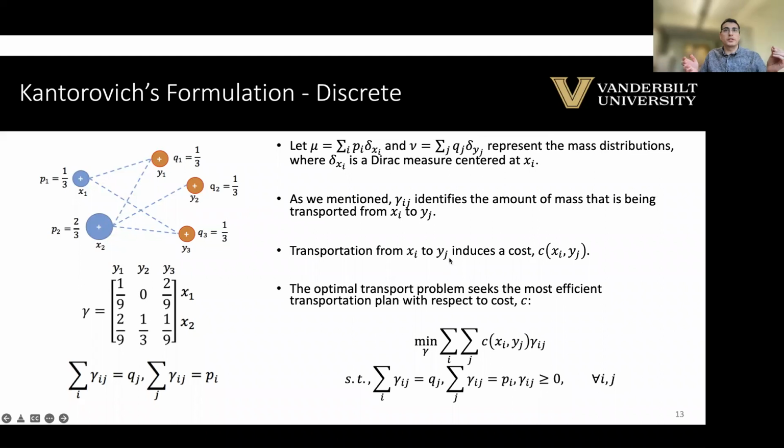If you want to go from one location to another location, you need to spend some gas, right? And that's the transportation cost that you have from Xi to Yj. We are showing it as C of Xi and Yj.